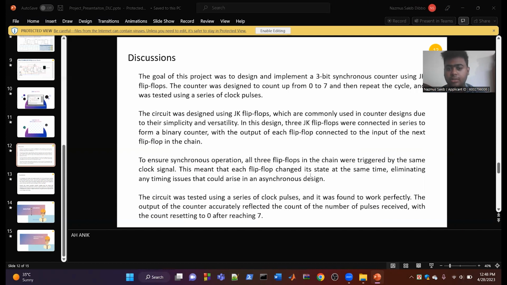To ensure synchronous operation, all 3 flip-flops in the chain are triggered by the same clock signal. This means that each flip-flop changes its state at the same time, eliminating any timing issue that could arise in an asynchronous design. The circuit was tested using a series of clock pulses and it was found to work perfectly. The output of the counter accurately reflected the count of the number of pulses received, with the count resetting to 0 after reaching 7.